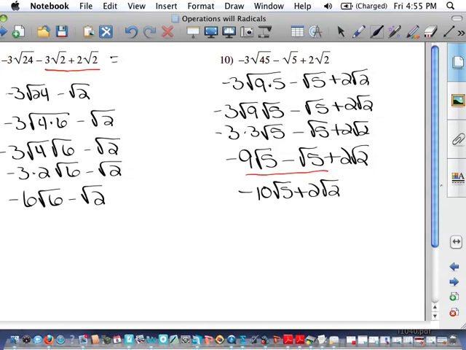And that's the end of the section on adding and subtracting radicals. Complete all of the problems that we didn't do in the packet that you should complete to prepare to take the retest. Thank you.